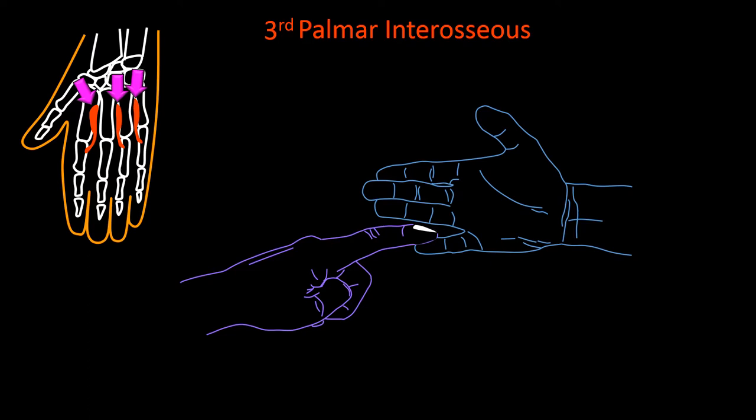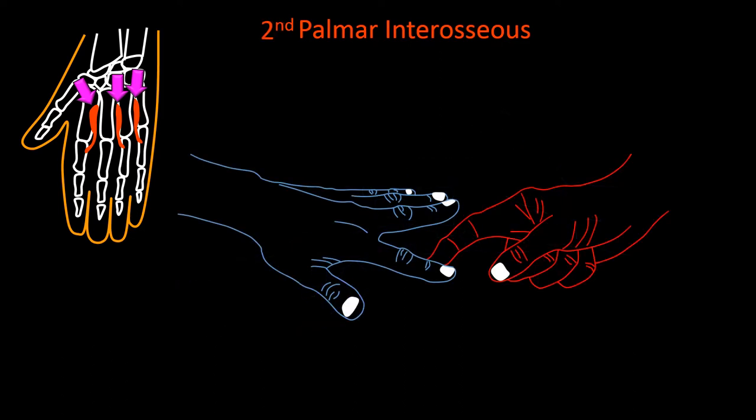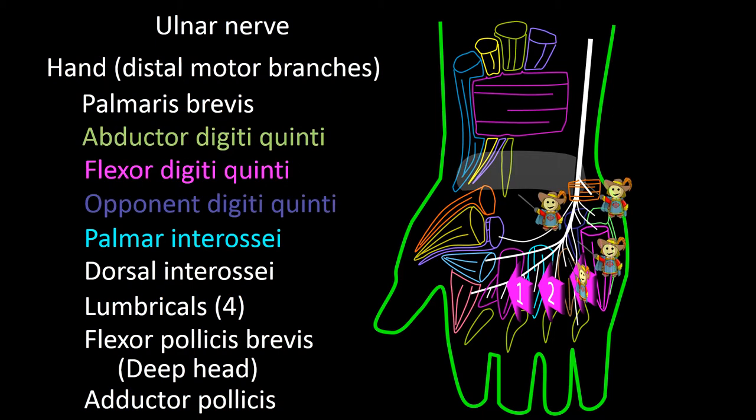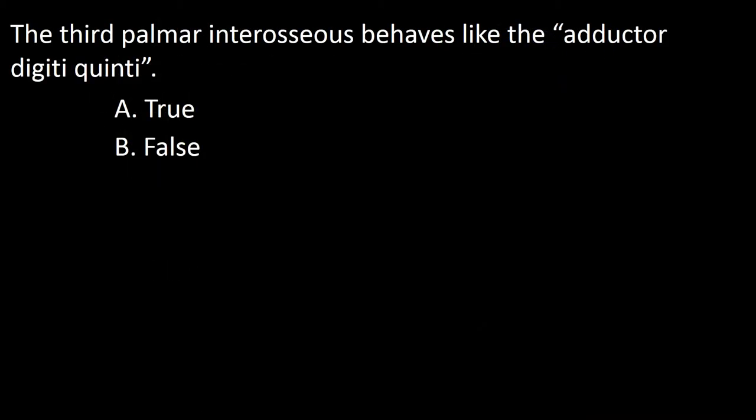The third palmar interosseus is tested by pushing the little finger towards the ulnar side and the patient pushing against it, as you can see in this picture. The second palmar interosseus is tested by pushing the index finger towards the thumb while the patient pushes the finger in the opposite direction, as you can see in this frame. So do not forget that the third palmar interosseus is the fourth musketeer of the little finger. So the answer to this question is A.